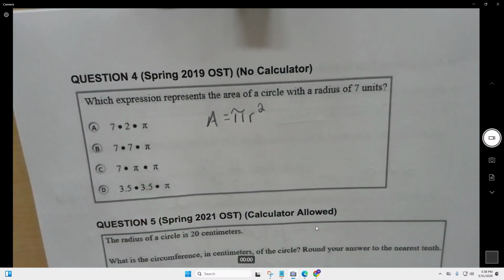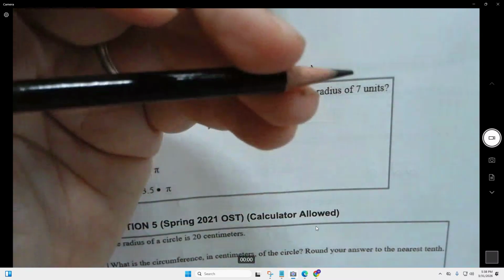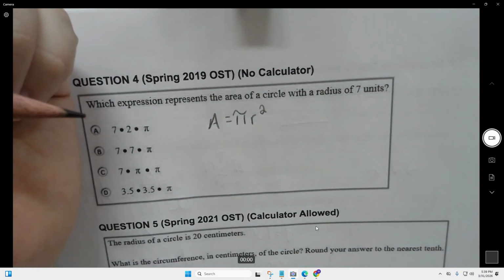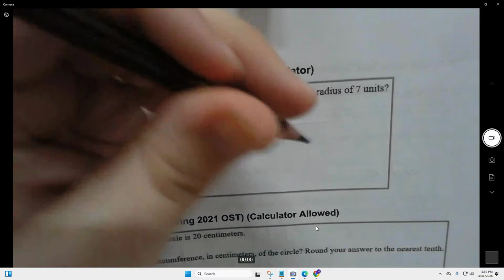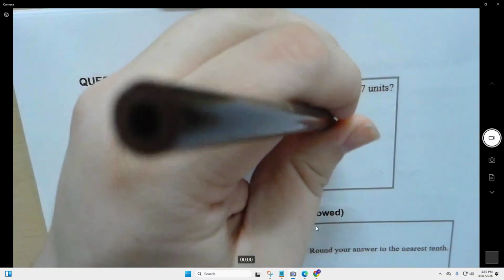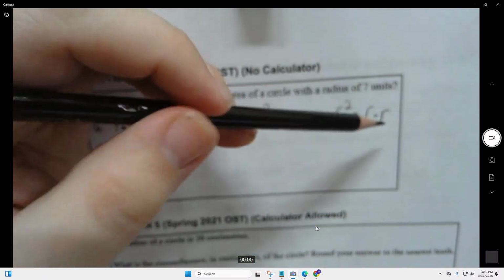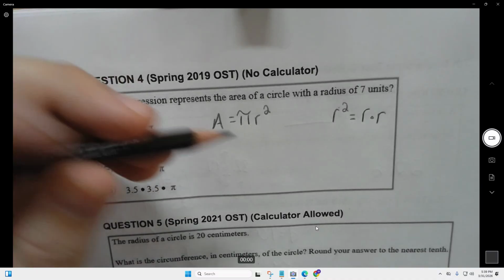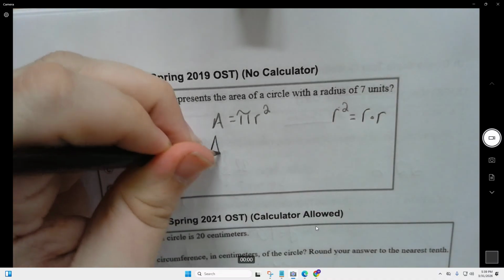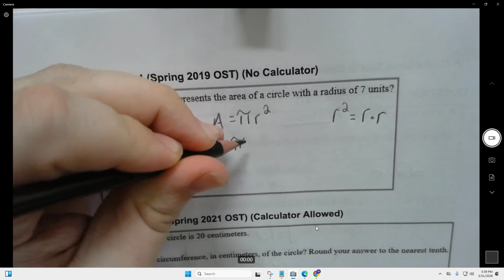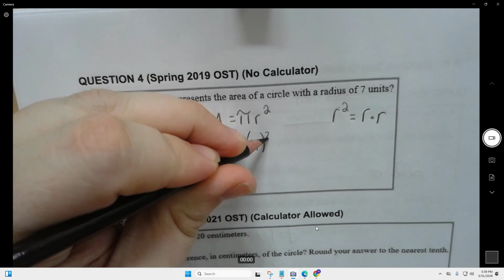Okay, so this tests that you know what an exponent is. And for some reason, what an exponent is is difficult for people to remember. An exponent represents how many times you multiply a number by itself. Okay, so your r squared is equal to r times r. The exponent is 2, so there are 2 r's. Okay? So if the radius is 7, that means that your area would be pi times 7 squared.